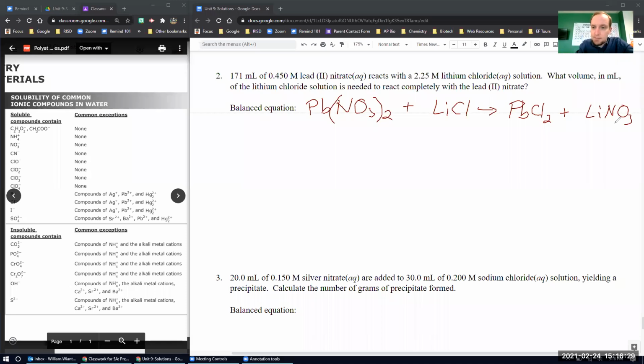I almost said balanced, it's not balanced. NO3, I have 2 in the lead 2 nitrate, so I need a 2 there. That gives me 2 nitrates, but that also gives me 2 lithiums. So I put 2 there, then I have 2 lithiums, but it also gives me 2 chlorines. Well, it's okay because I have 2 chlorines on the right, so we are now balanced. Again, we do need to make sure we have this balanced correctly because we need to do the stoichiometry, and we're going to need to be able to have a balanced chemical equation for our mole ratio, right?